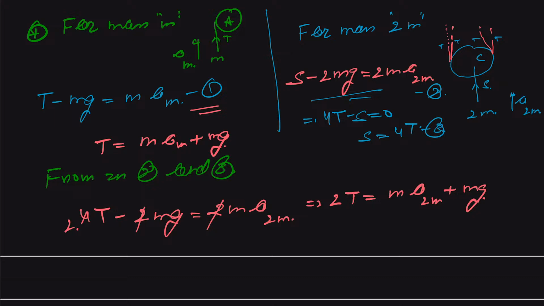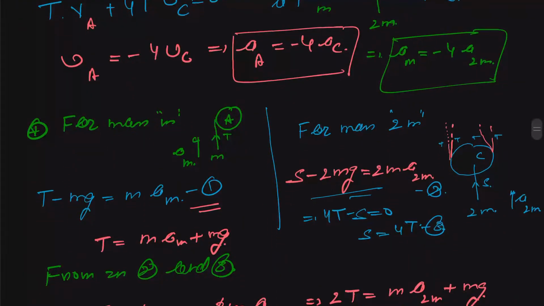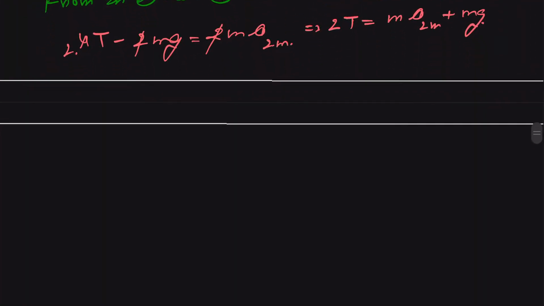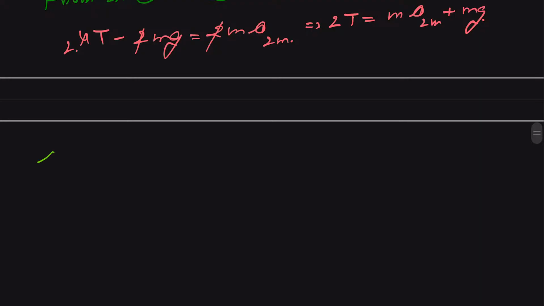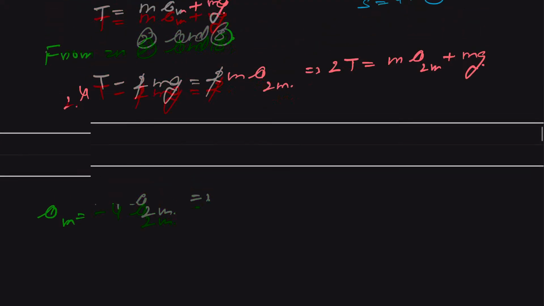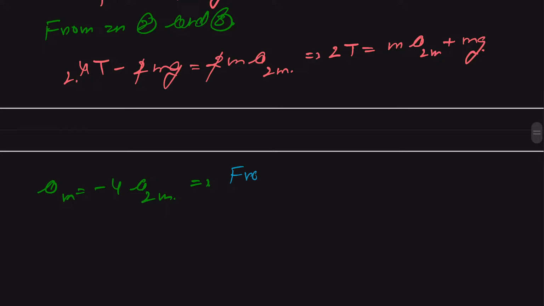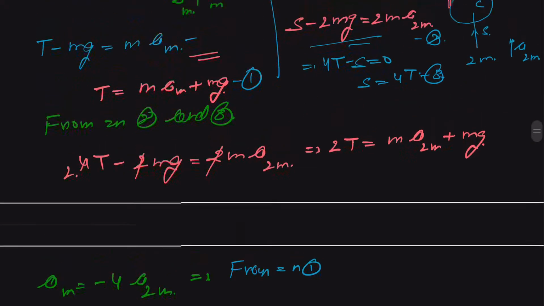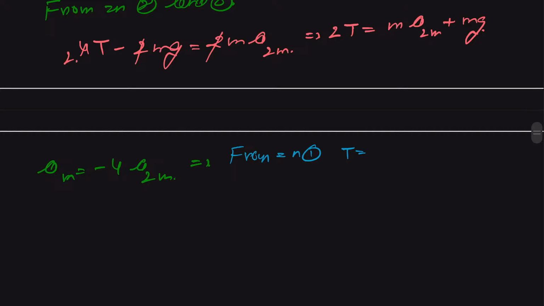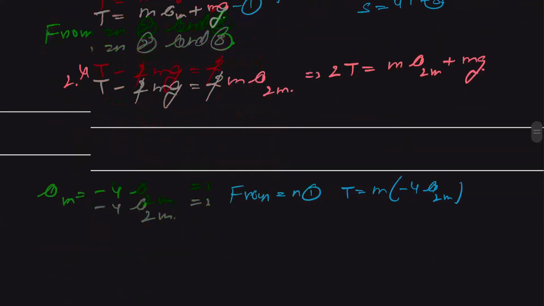Therefore, moreover, we can use the constraint relationship and substitute our a of m. Okay, so we can say that our a of m is equal to minus 4 a of 2m. Therefore, let me call this equation number 1. So from equation 1, we get our tension T is equal to m times minus 4 a of 2m plus mg.